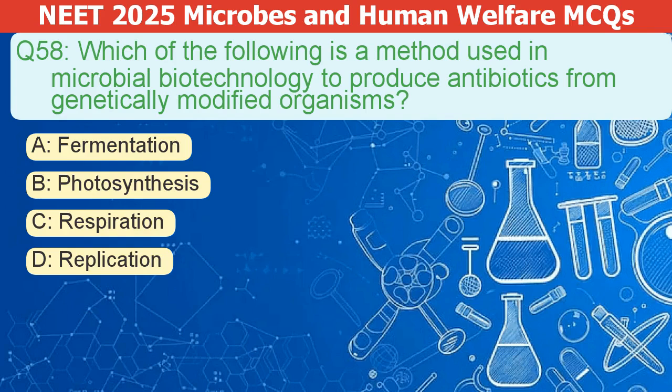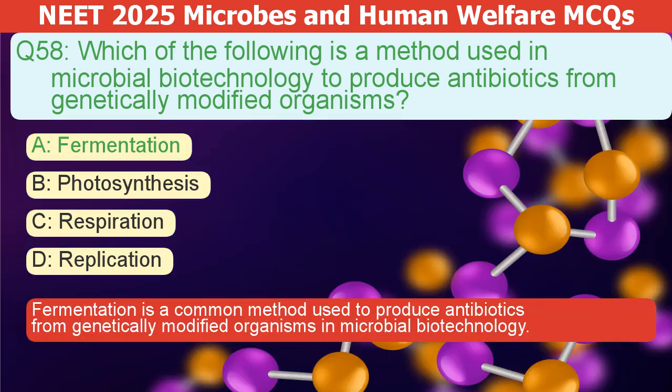Which of the following is a method used in microbial biotechnology to produce antibiotics from genetically modified organisms? A. Fermentation. B. Photosynthesis. C. Respiration. D. Replication. The correct answer is A. Fermentation is a common method used to produce antibiotics from genetically modified organisms in microbial biotechnology.